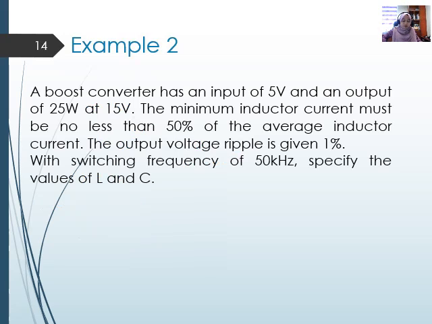Now we go for example number two. In this example, our Vs will be 5 volt, and our output voltage V naught will be equal to 15 volt, with output power P out given. The statement in this example mentions that your minimum inductor current must be no less than 50%. So your IL min must be greater than or equal to, it cannot be less than, 50% of your IL.